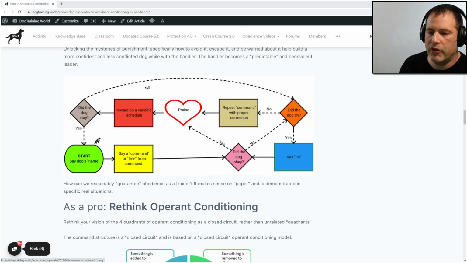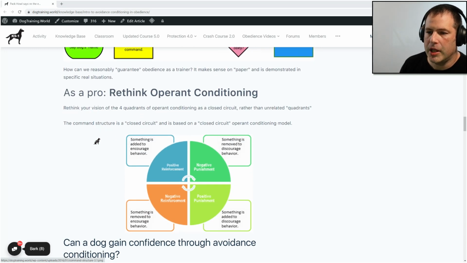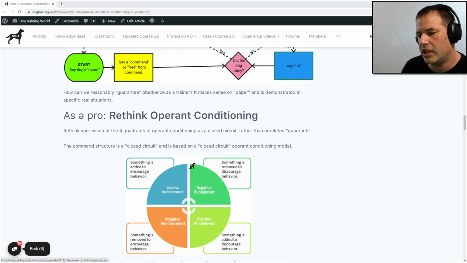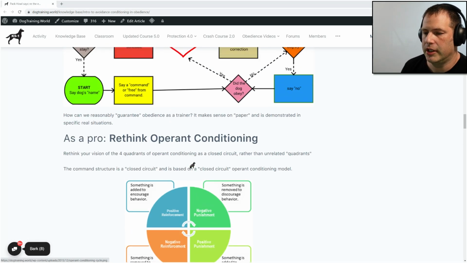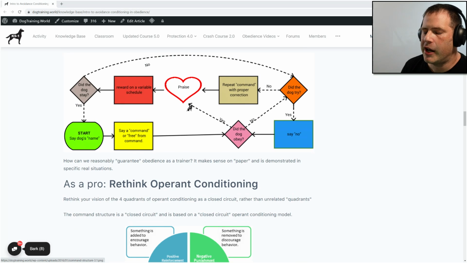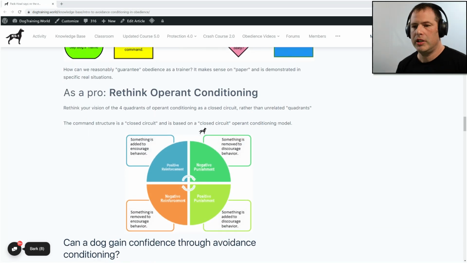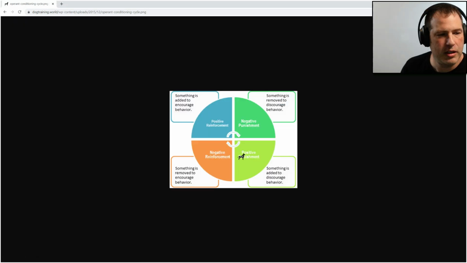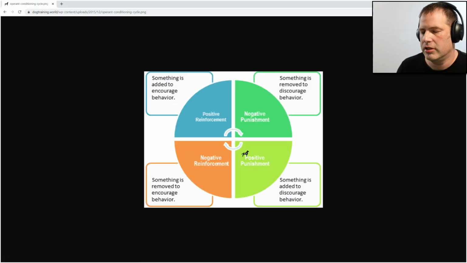When you think of it this way, it helps you rethink even operant conditioning, right? Most people learn operant conditioning. It's just 4 separate quadrants, and they sort of separate them. But if you rethink operant conditioning as a closed circuit as well, you're going to see, and we have a lecture on this, how it relates to this. When we're doing operant conditioning, it always goes in a certain direction for us. Just like with the dog, all right?